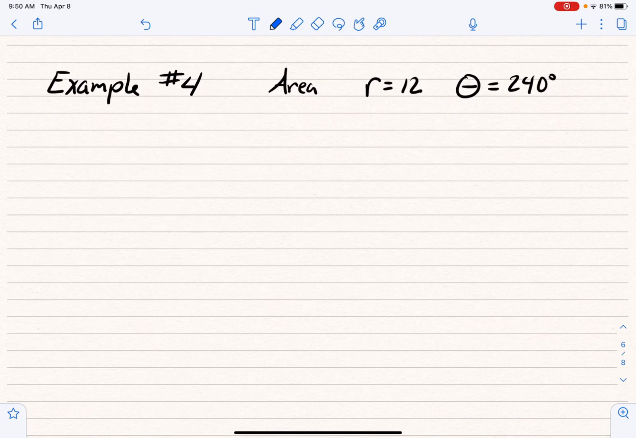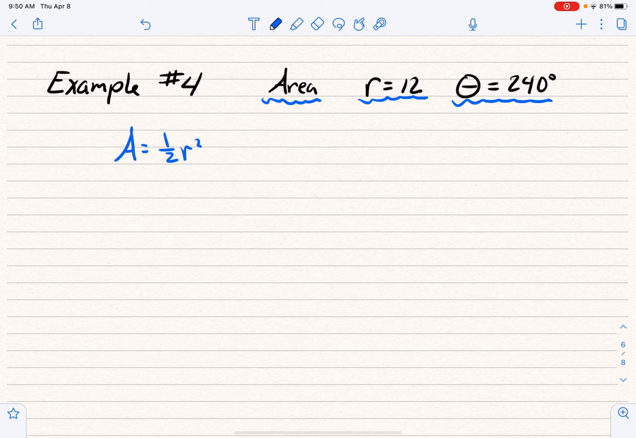Let's find the area if the radius is 12 and our angle theta is 240 degrees. We know that area is equal to 1/2 r squared times theta, but theta has to be in radians. So the first thing we're going to do is convert 240 degrees to radians. Well, that's on my unit circle.